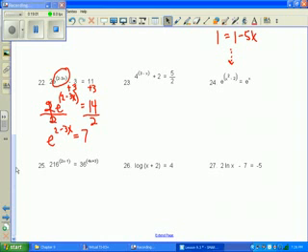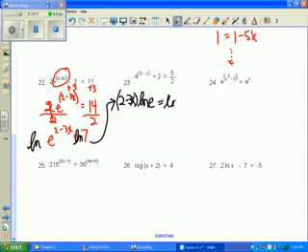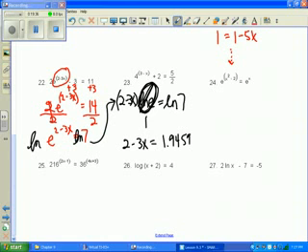Now I'm going to take the natural log of both sides to pull that down. So that ends up making it a compound term, 2 minus 3x times ln e equaling ln 7. And then what do you know about ln e? It's 1, the number 1. So I have 2 minus 3x equaling the natural log of 7. The natural log of 7 is 1.9459. Subtract the 2, divide by negative 3, and you're done.